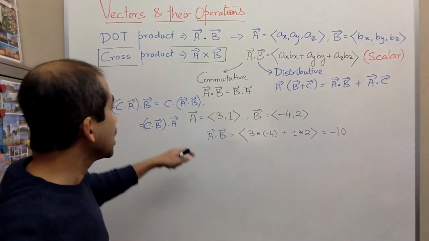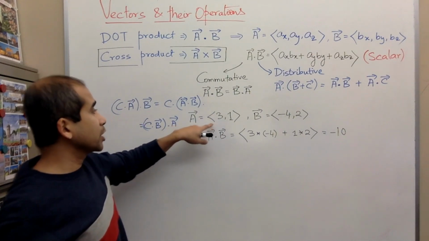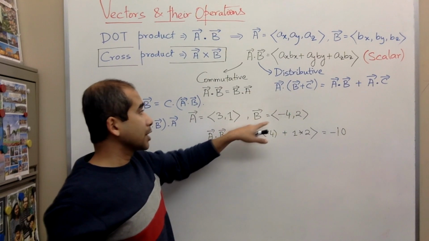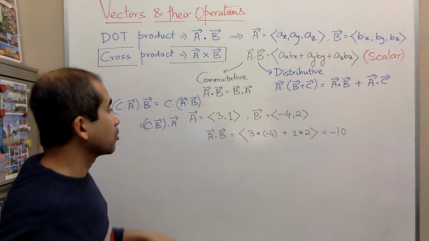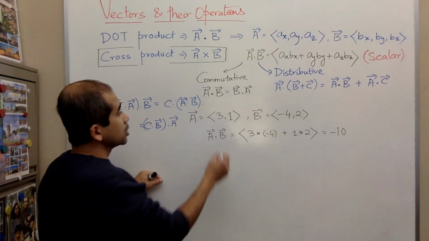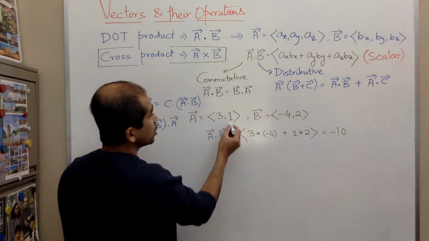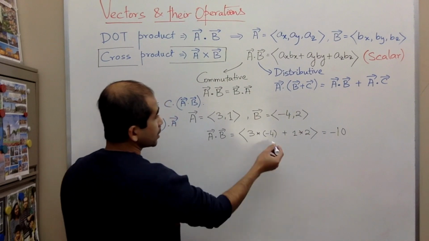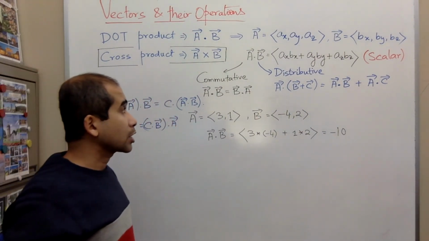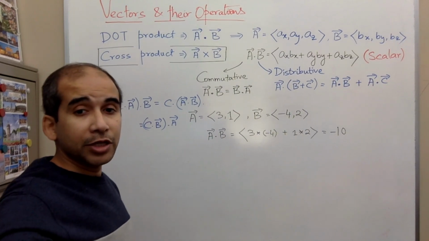So now you see, we take a vector which has two components, x and y: 3, 1. This is a previous vector we have already seen, and there's another vector B with two components along x and y, and then we do a simple dot product. So we multiply 3 with minus 4, 1 with 2, and then we get minus 10, which is a scalar quantity. So we have seen dot product, and now we see a graphical representation of dot product.